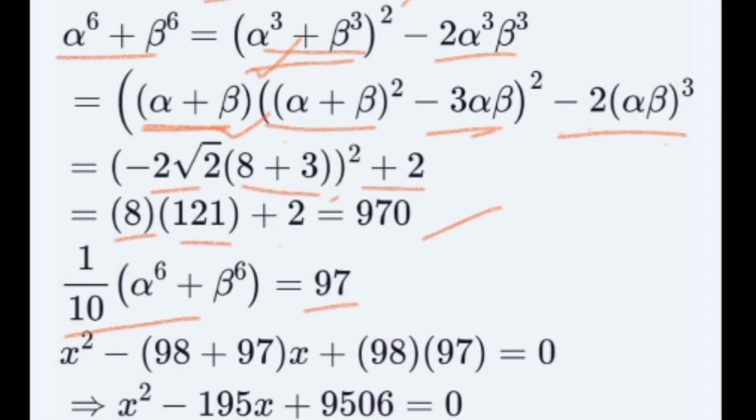Now we know the equation x square minus sum of the roots into x plus product of the roots. So here 98 plus 97 into x plus 98 into 97 is equal to 0. Now x square minus 195 x plus, multiplying these, 9506 is equal to 0. Finally, x square minus 195x plus 9506 is equal to 0.